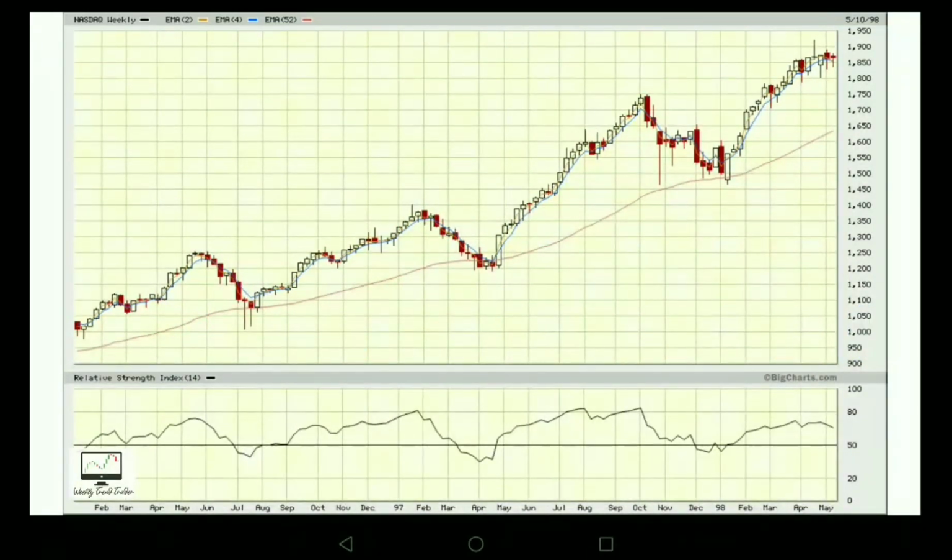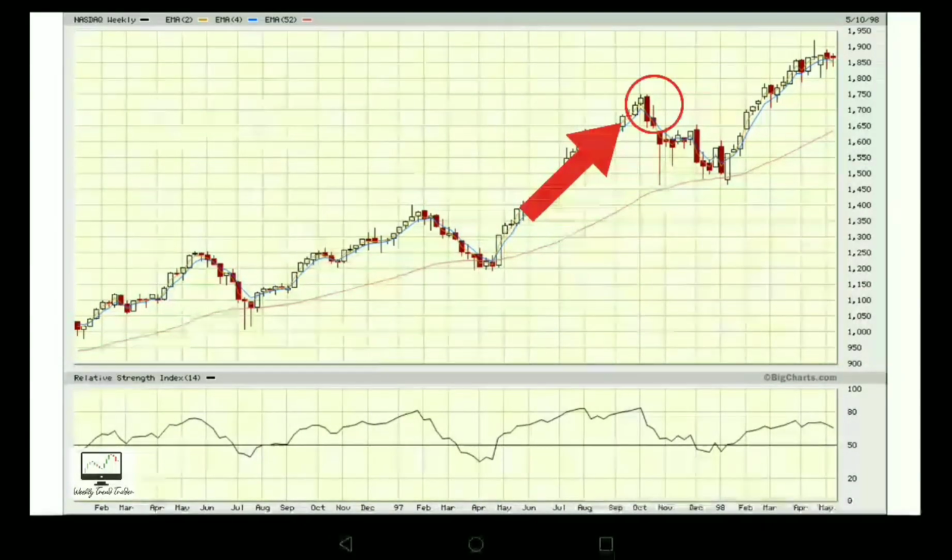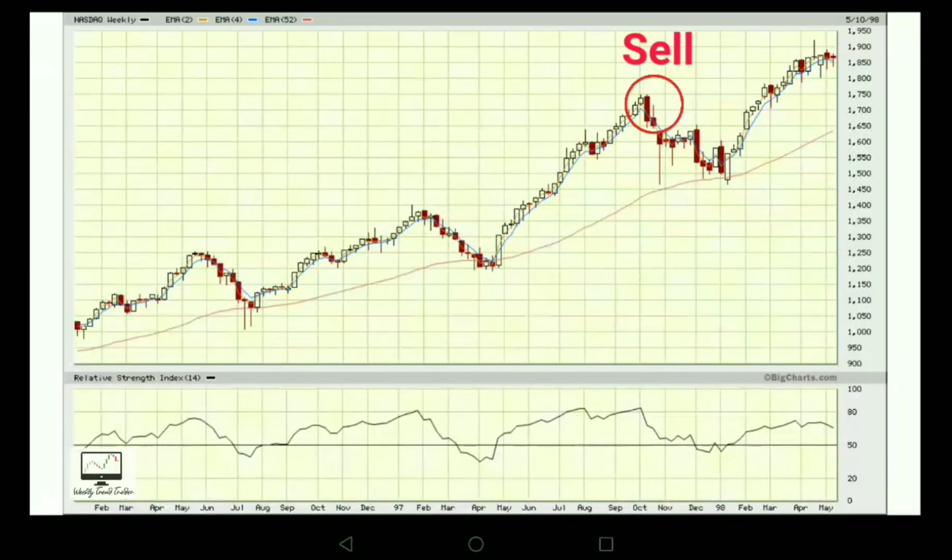Look at this next example here. Here we go again. Market's above the 52-week moving average. We buy when the 2 crosses the 4. We stay in all the way up to the swing high. Market crosses again. 2 crosses under the 4. We take our profit. The market drops back to the swing low. And again, the market stays above the 52-week moving average. 2 crosses the 4.